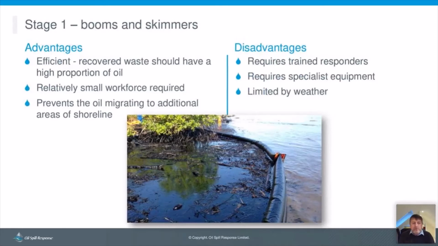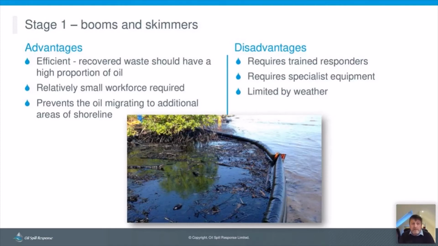So some of the advantages of booms and skimmers: reduction in waste, because the skimmers will remove oil, a high oil to water ratio, so you don't have as much other waste to deal with. A relatively small workforce is required, but they do need to be trained responders who can operate the machinery. So you need specialist equipment. That's not always something that's to hand at the time of response. That can take time to mobilize to an area.